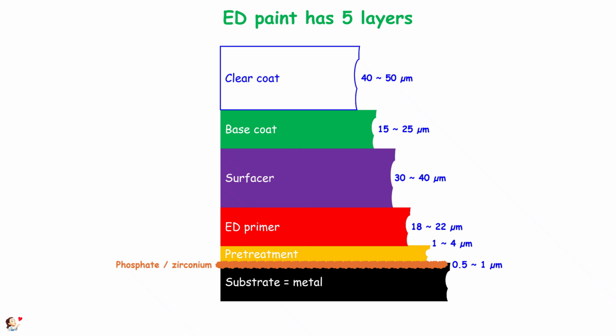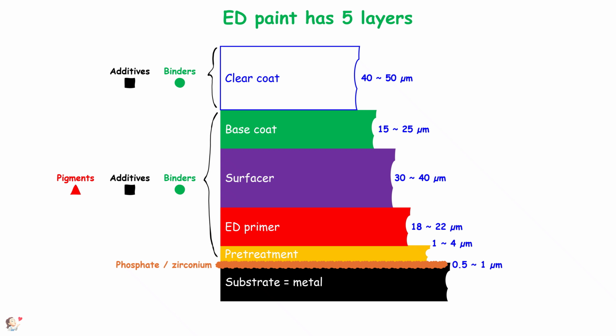The answer is that from the pretreatment layer to the base coat layer, the main components are usually binder, additives, and pigment. Simply put, this is the color layer of the paint. The outermost layer, the clear coat, usually only contains binder and additives. It does not contain pigment, which is why it's called a clear coat. True to its name, it's transparent, allowing us to see the color layer underneath.